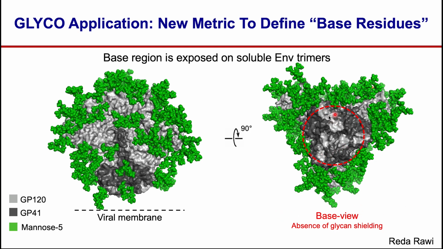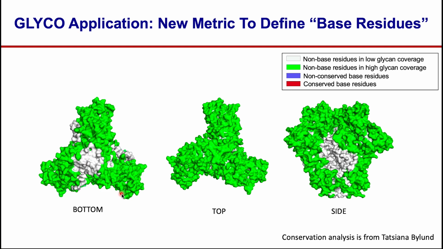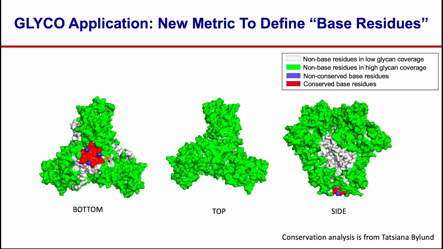So in order to cover this part, we wanted to glycosylate these base residues. But before we do that, we had to define the base residues. There is no concept of base residues at this point. So what we did is use the GLYCO program to calculate the glycan coverage of the HIV-1 structure and color them binary, green versus white. And if there's no glycan coverage, then we define those residues as our base residues. And from that point, we can continue all kinds of research.